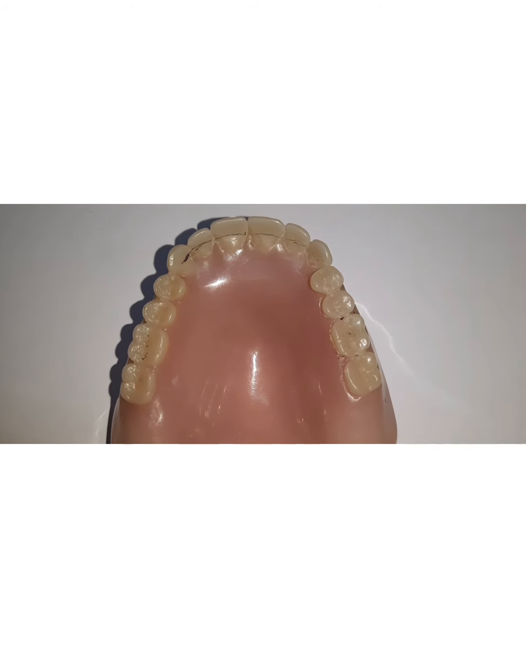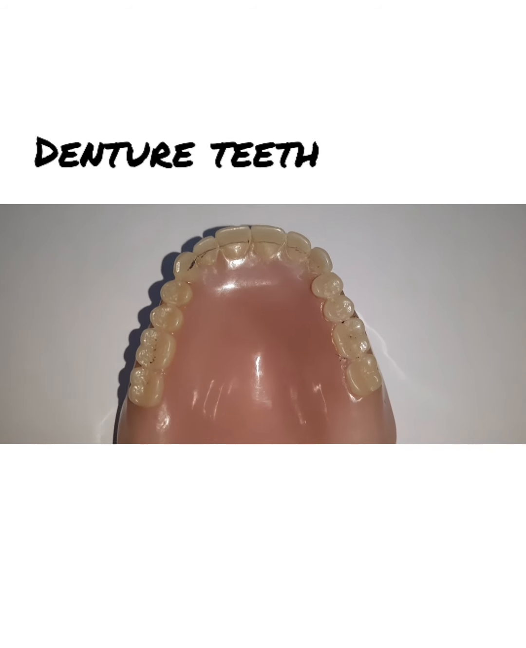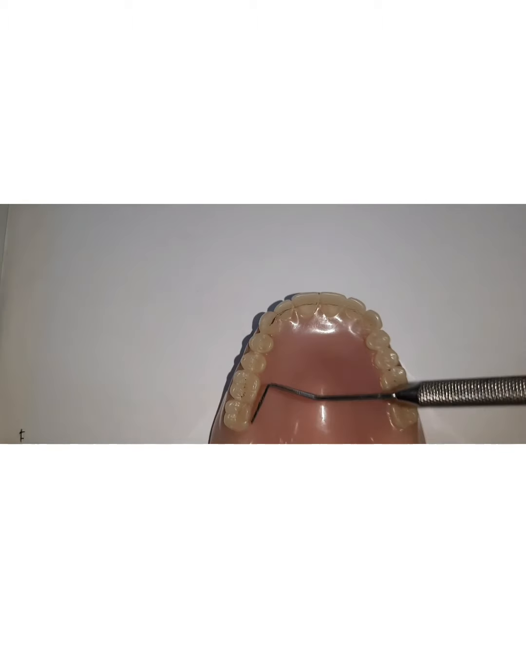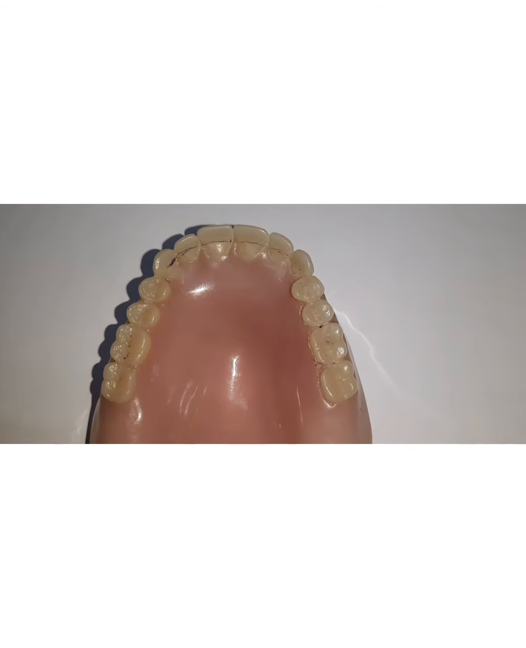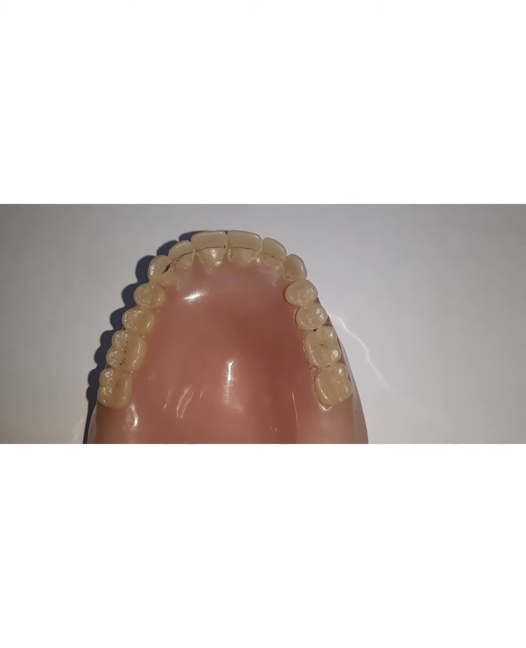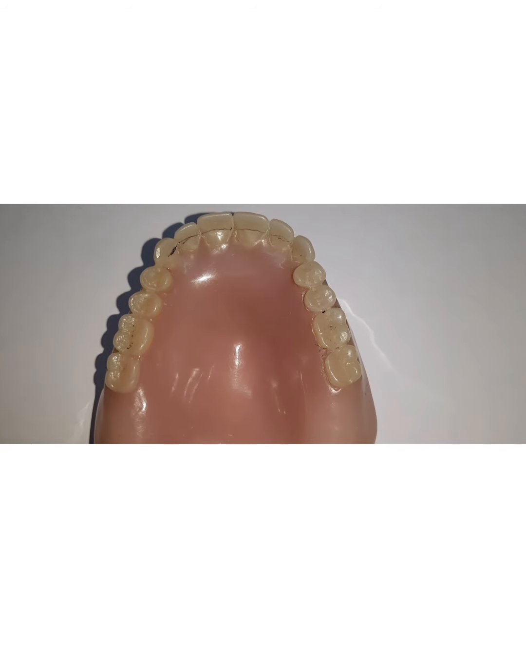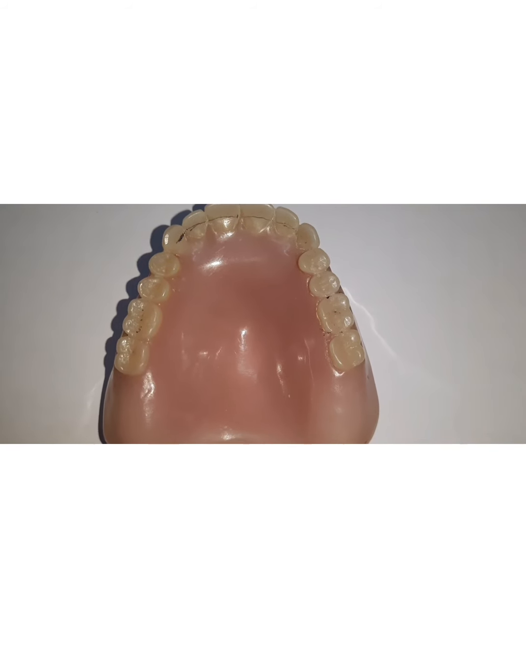Next part of the denture is the denture teeth. Now, denture teeth form the occlusal surface of the denture. As you can see, these are the denture teeth. They are the occlusal surface of the denture, and they provide aesthetics. They enable the patient to chew, and they help in speech. They are usually made up of acrylic, or they can also be made up of porcelain.